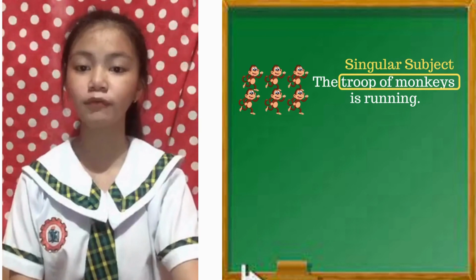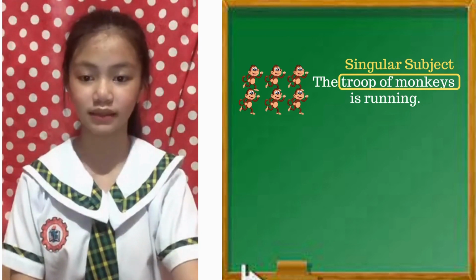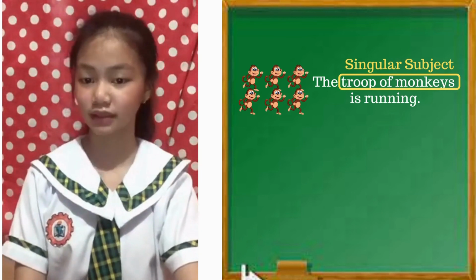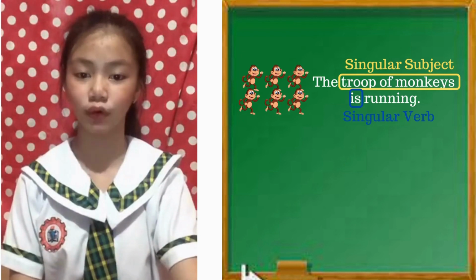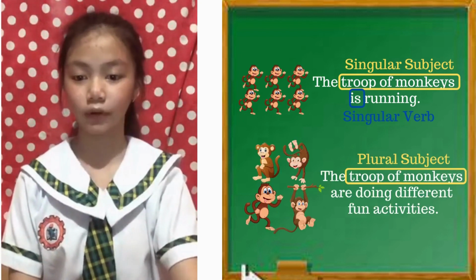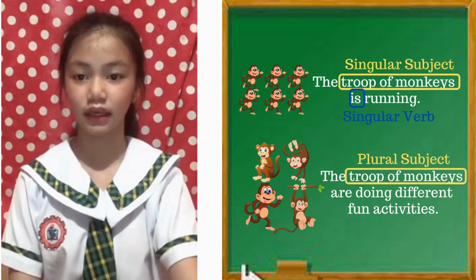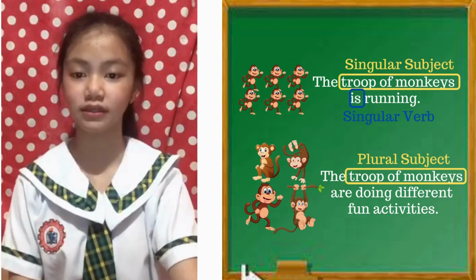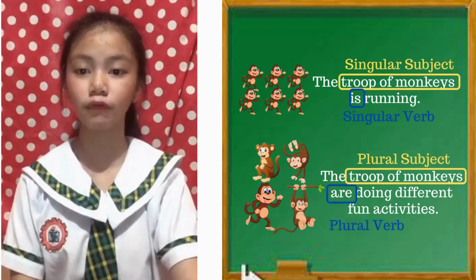Example: the troop of monkeys is running. Our subject is troop of monkeys, and the group is doing the same action. The subject is singular. Therefore, the verb we use is in singular form, is. Another example: the troop of monkeys are doing different fun activities. In our second example, since the group is doing different things, the subject is plural. Therefore, we will use the plural form of the verb.